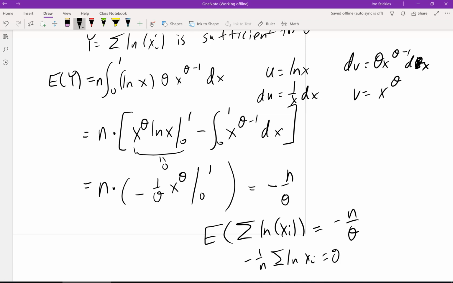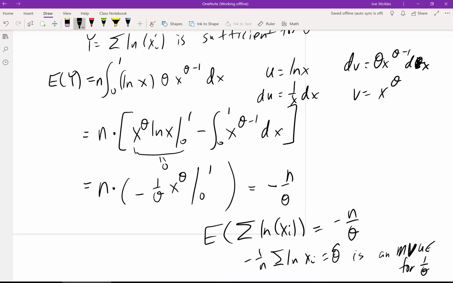This will be my theta hat. This is an MVUE for 1 over theta. And again, the reason why it's a minimum variance unbiased estimator is because this is a sufficient statistic for 1 over theta. Because it was sufficient for theta, it's sufficient for 1 over theta.